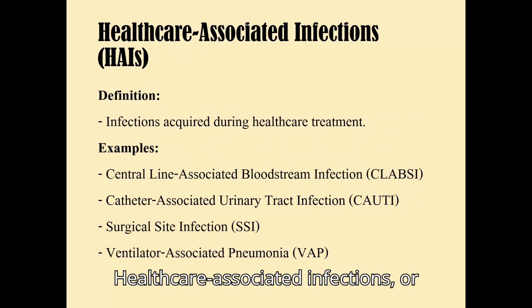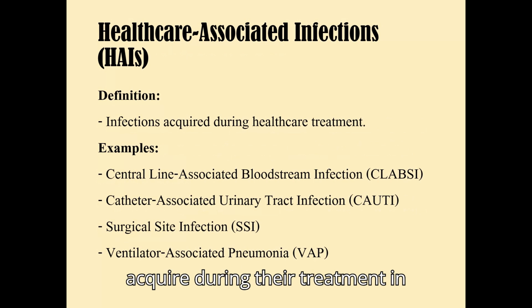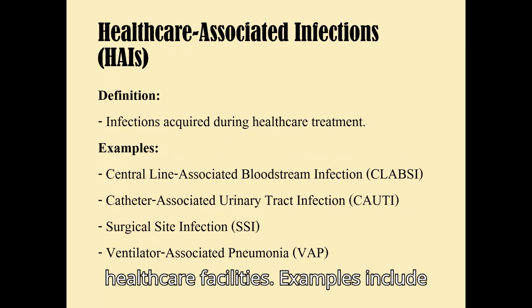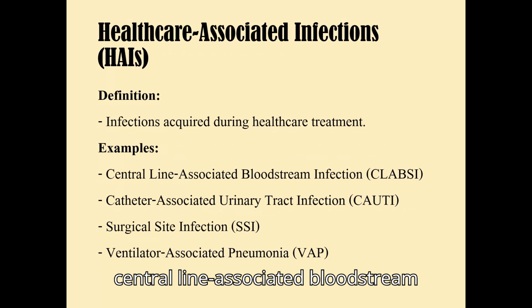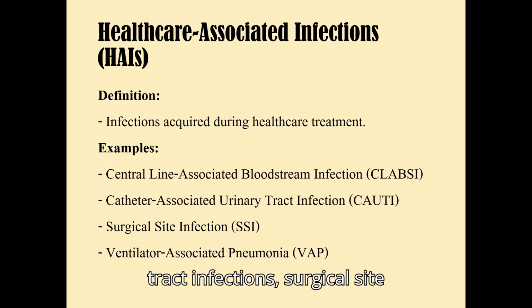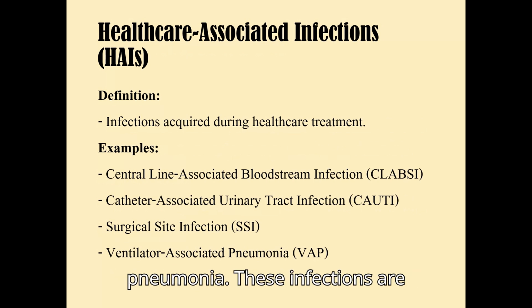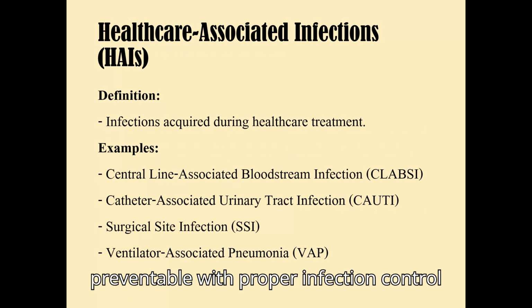Healthcare-associated infections, or HAIs, are infections that patients acquire during their treatment in healthcare facilities. Examples include central line-associated bloodstream infections, catheter-associated urinary tract infections, surgical site infections, and ventilator-associated pneumonia. These infections are preventable with proper infection control practices.